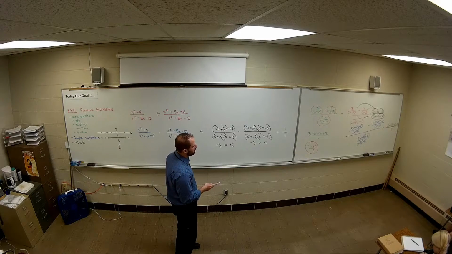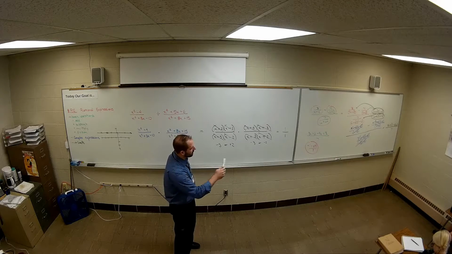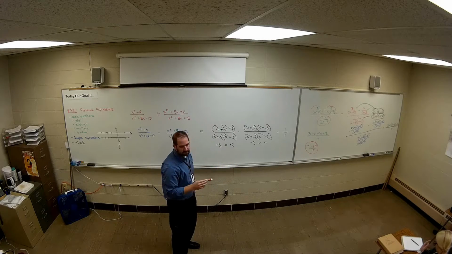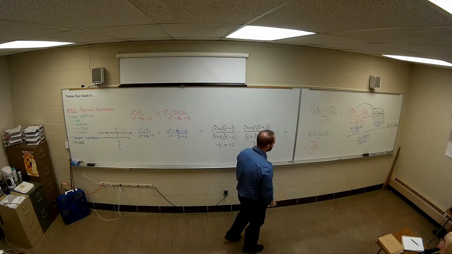But there were exceptions on that problem. What numbers were we not allowed to use originally? Go back to the original problem. Positive 2 or negative 2. There's going to be holes in that graph at those spots, even though I know a bunch of stuff canceled, right?